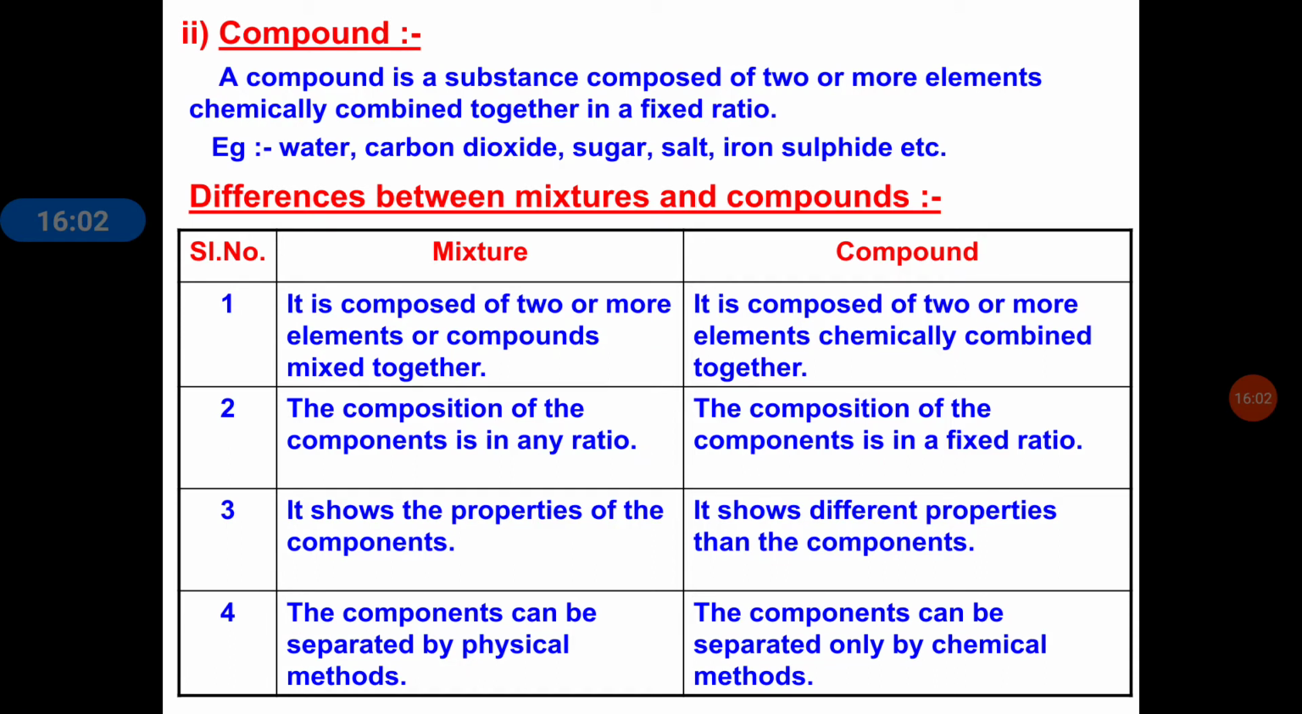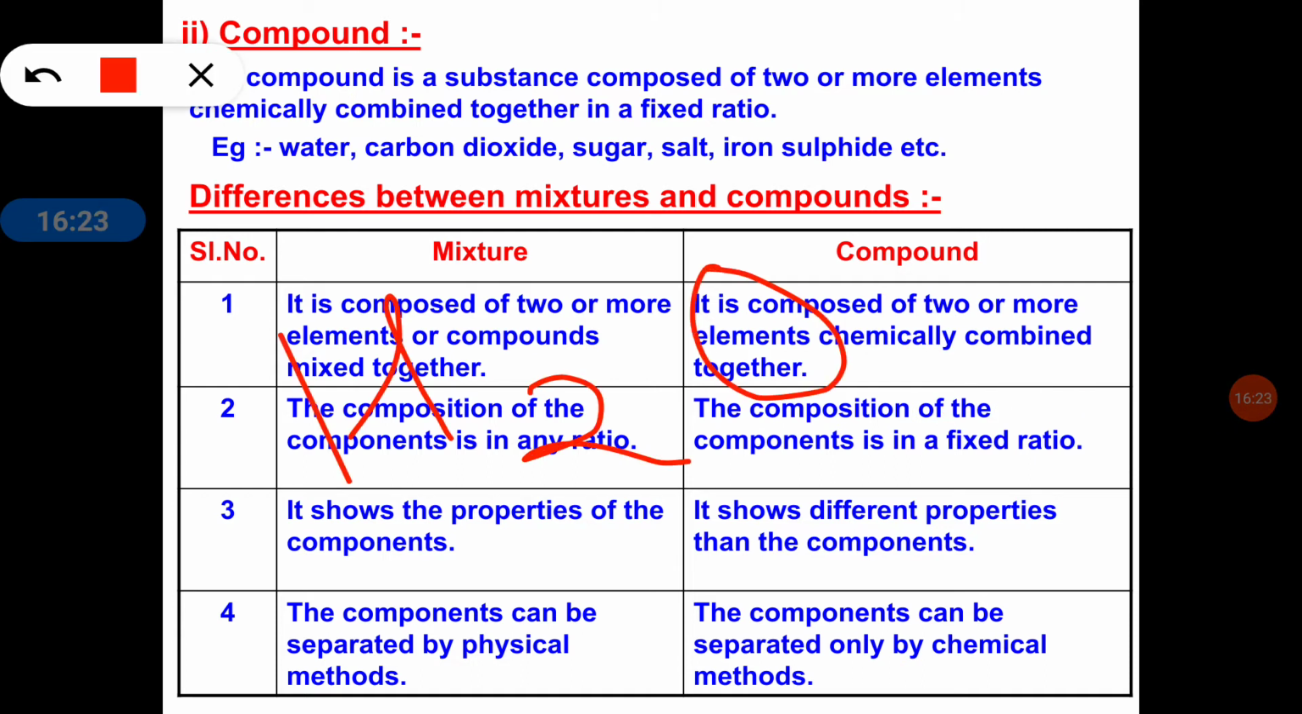Okay, now see the compound. A compound is composed of two or more elements, and these elements are combined in a fixed ratio. Suppose the example is water, H2O. Water is formed from hydrogen and oxygen. In water, hydrogen and oxygen combine in a ratio of 1:8, and this ratio is fixed. So this water, H2O, is called a compound.